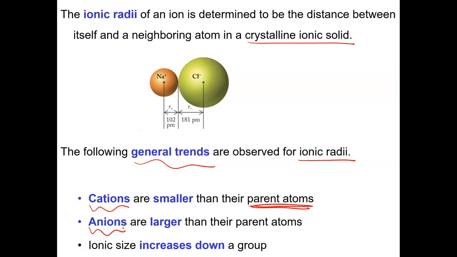Anions are formed by adding one or more electrons to an atom, so they're going to be bigger than the atoms that they are made from. We still want to keep in mind the other trends that we talked about. In general, ionic size is going to increase down a group, and in general, ionic size is going to decrease as we move left to right across the periodic table.